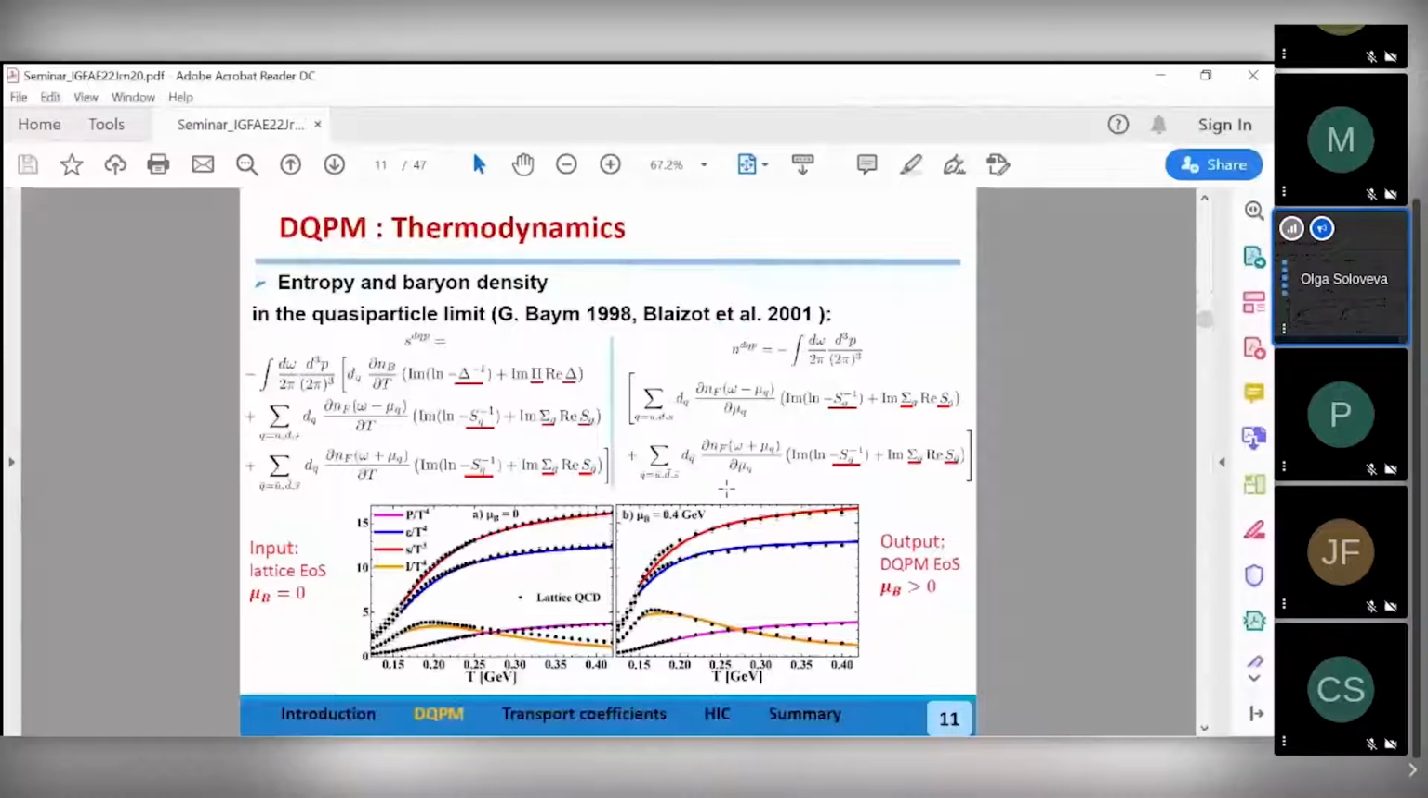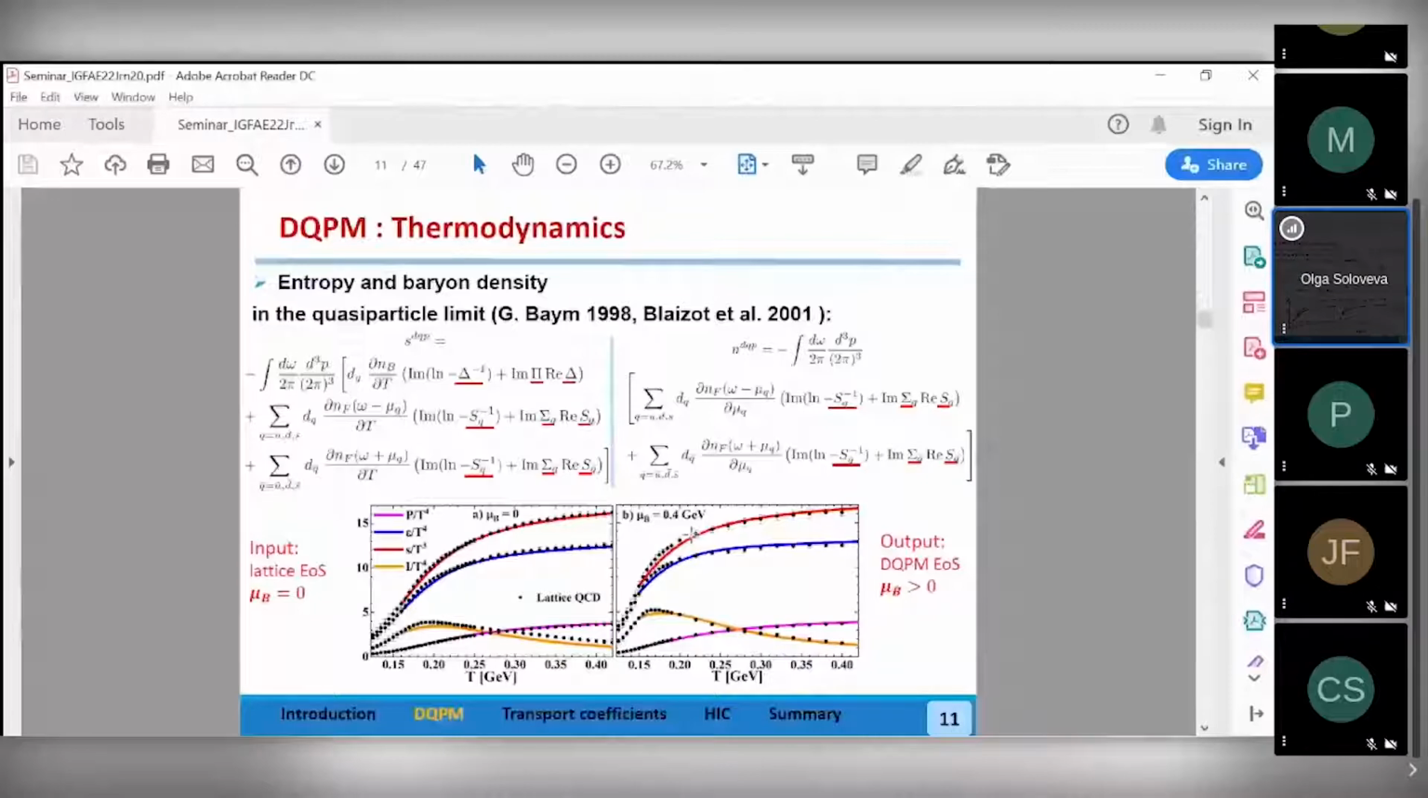For comparison, we show the equation of state from DQPM. It corresponds to these lines, and the points correspond to the latest lattice data. As you can see, we fix our model here, and here we can reproduce lattice calculations. So this tells us that our scaling hypothesis works sufficiently well, surprisingly, actually. Just to sum up what we have done.